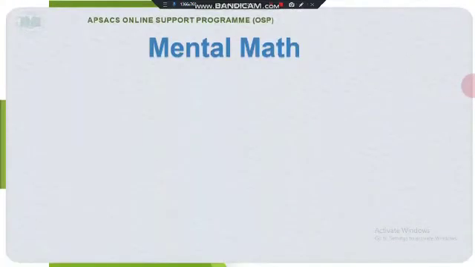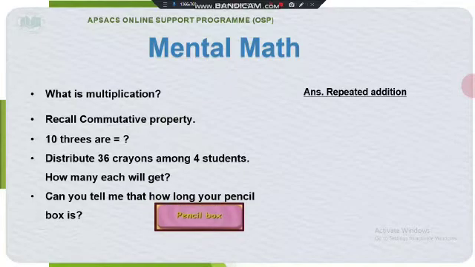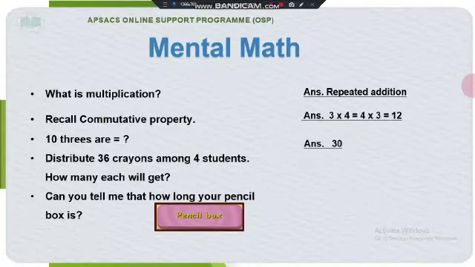Now, time for mental math activity. I want you to answer these questions. Question number 1 is, what is multiplication? Very good. Multiplication is repeated addition. Now, recall the commutative property. Very good. It is that when we change the places of two digits and multiply them, the answer remains the same. Now, 10 threes are 30.